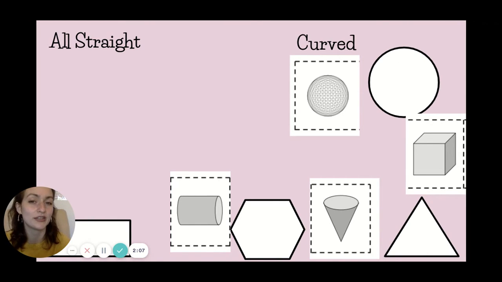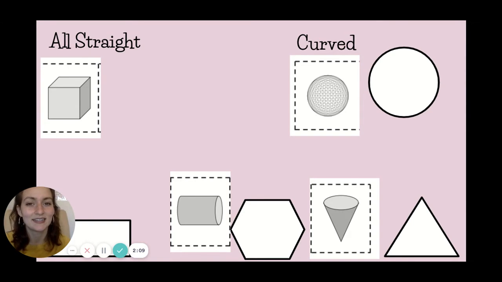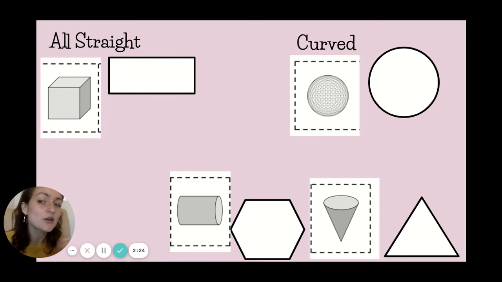Now let's talk about what we know that's definitely all straight. That's right, a cube. A cube has all flat sides. It has plenty of edges, it has lots of faces, and all of those faces are flat. And in fact, the faces are squares.